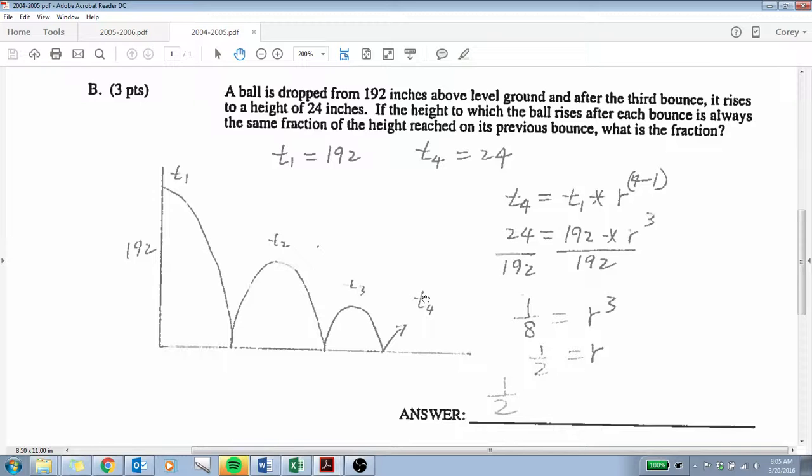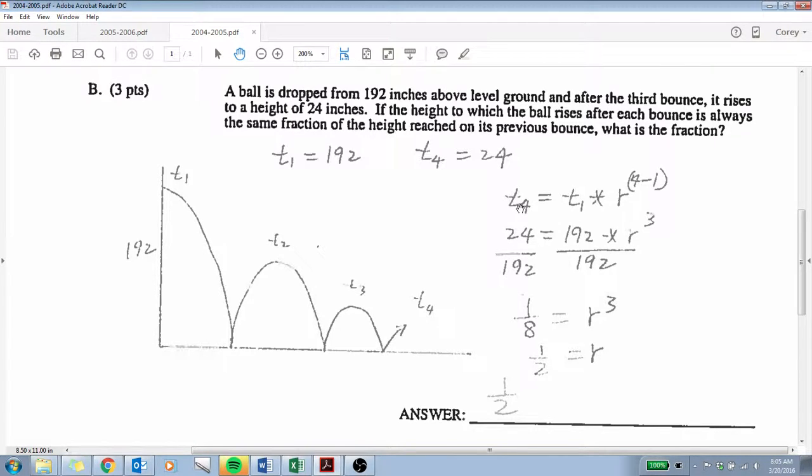So it says after the third bounce, it rises to a height of 24 inches. If we draw it out as you see here, your third bounce would actually be T4, not T3. Okay, so T1 is 192, where you're starting. T4 is 24. We're dealing with a geometric sequence.